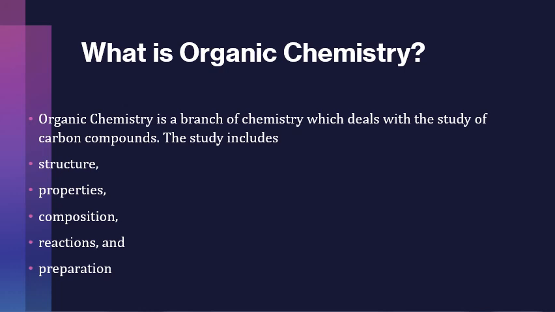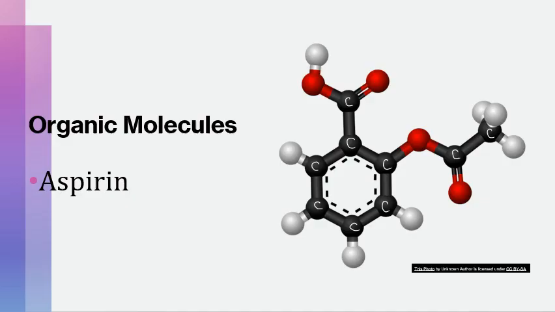composition, reaction, and preparation. Earlier it was believed that organic compounds are obtained only from living things, hence the name organic. Some examples are carbohydrates, lipids, and proteins. Then scientists were able to synthesize the organic compound urea in the laboratory. After synthesizing urea, several other organic molecules were synthesized.